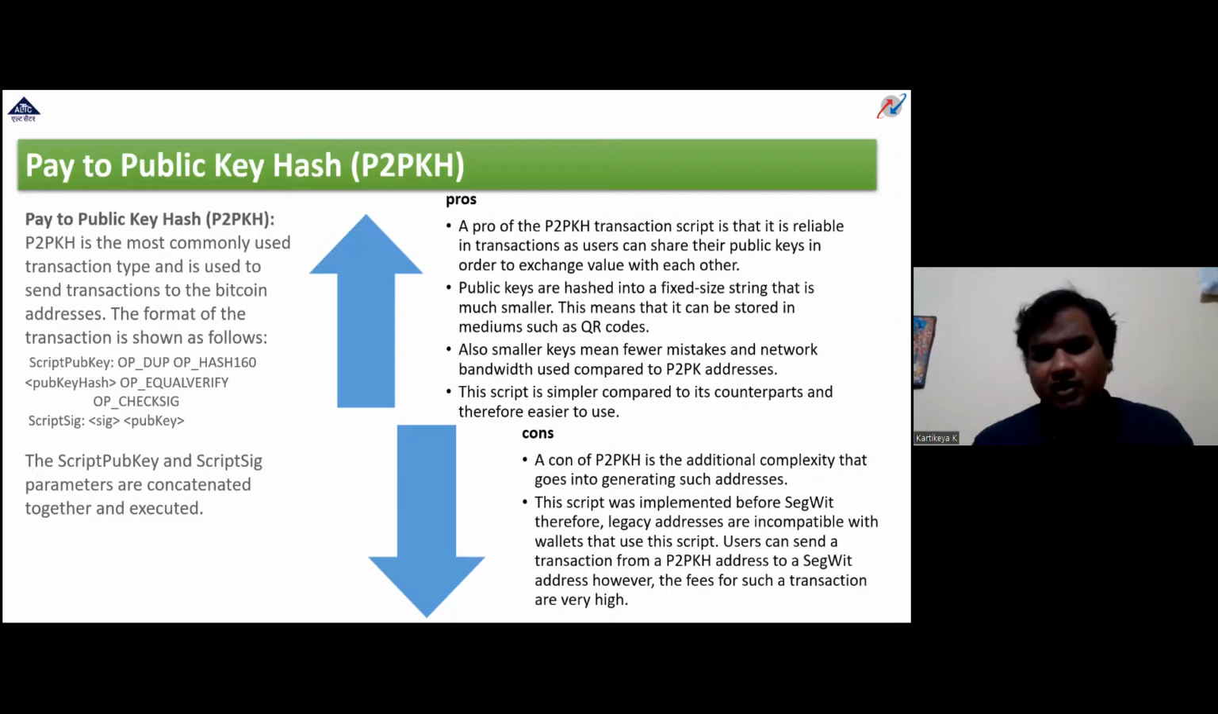But there are some disadvantages for this one also. The disadvantage is that there is additional complexity that goes into generating such addresses. The script was more implemented before SegWit. Therefore, legacy addresses are incompatible with the variants that use this script. So there are some compatibility issues such as this one. Users can send a transaction from P2PKH addresses, that means pay to public key hash addresses, to a SegWit address. However, the fees for such a transaction are very high. These are the main disadvantages of this one.